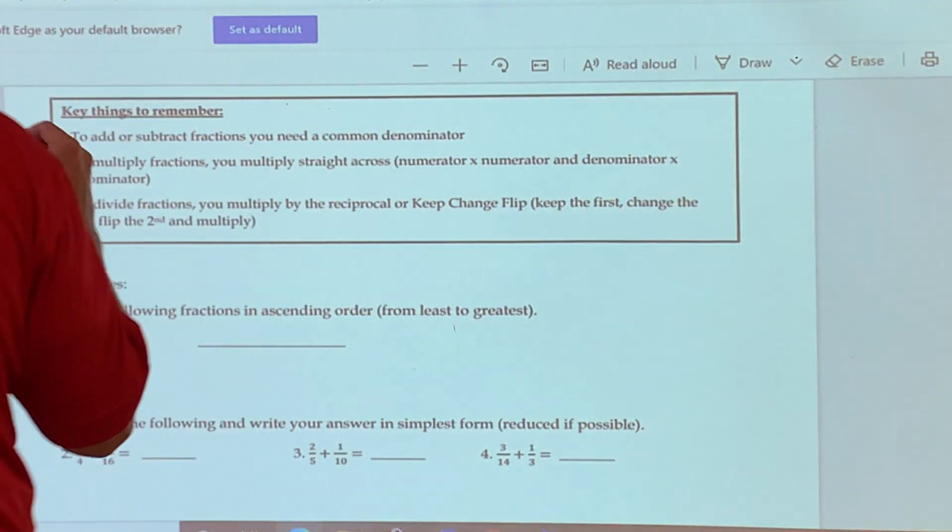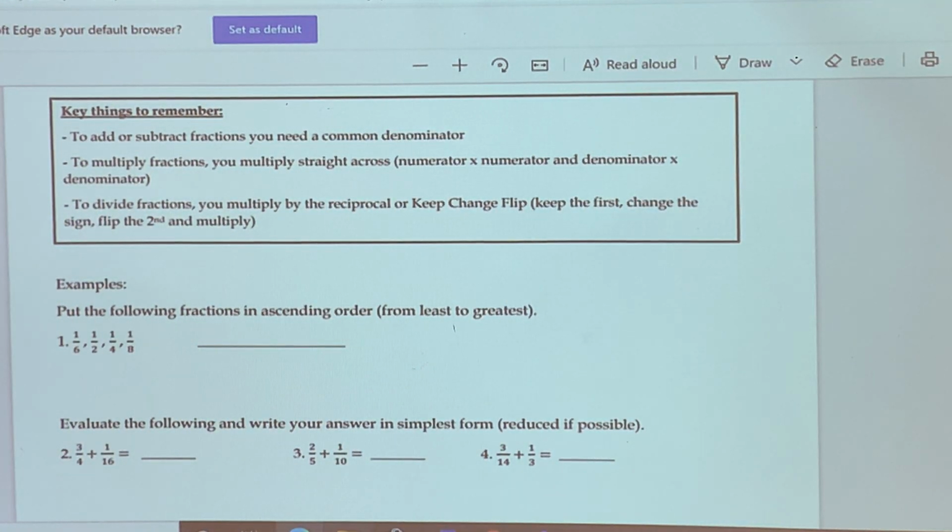Okay, so today we're going to be discussing day 2 of our fundamentals review. Some things that you need to remember as we move through pre-cal over the rest of the year is that when we need to add or subtract fractions, we need a common denominator. When you multiply fractions, just multiply straight across: numerator times numerator, denominator times denominator. And when you divide fractions, you multiply by the reciprocal, or keep-change: keep the first, change the sign, flip the second, and multiply.